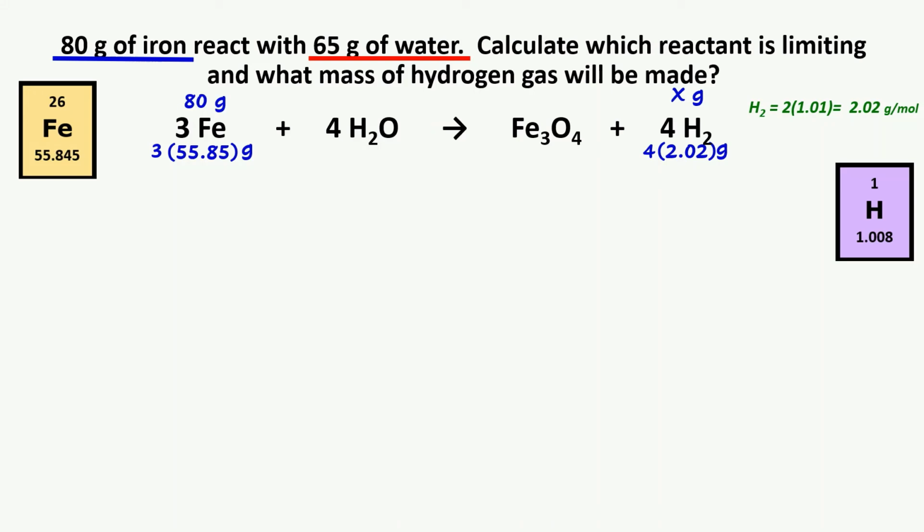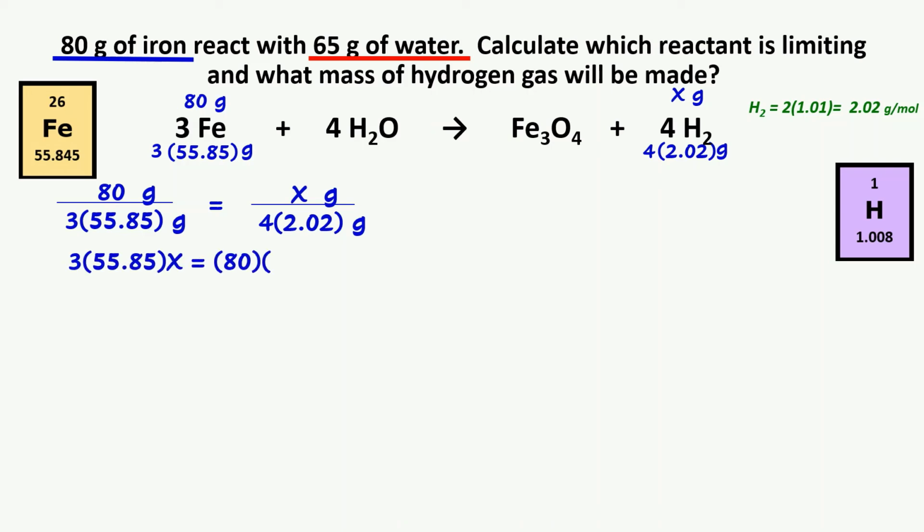I have numbers above the reaction that are going to become the numerators in my proportion, and I have numbers below the reaction which are going to become the denominators. So when I set up my proportion, I would have 80 grams over 3 times 55.85 grams, and I'm going to set that equal to x grams over 4 times 2.02. To solve for x, we would want to cross multiply, and x comes out to be 3.85 grams of hydrogen.